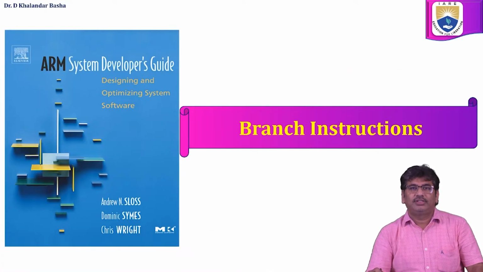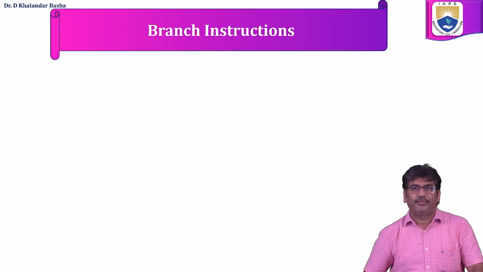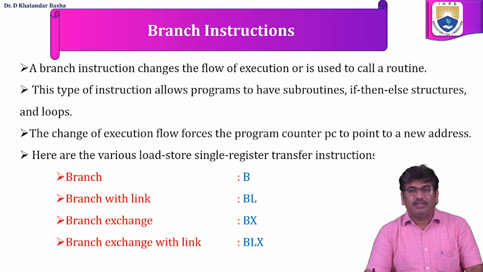The first one, we will discuss the branch instructions. A branch instruction changes the flow of execution or is used to call a subroutine. This type of instruction allows programs to have subroutines, if-then-else structures and loops. The change of execution flow forces the program counter, that is PC, to point to a new address.